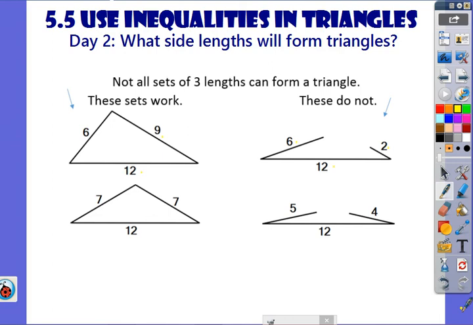So what is it about numbers like these, like the 6 and the 9 with the 12, and the 7 and the 7 with the 12, that works? Think about it. At the same time, you should be thinking, why doesn't a 6 and a 2 and a 5 and a 4 work?